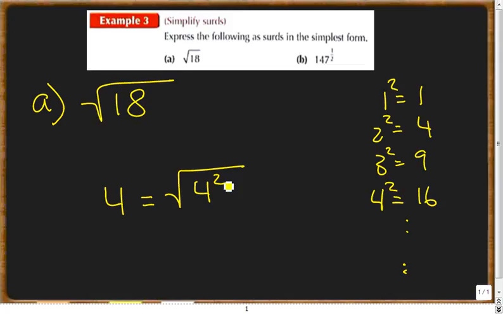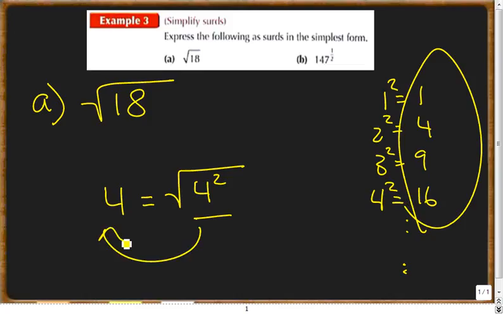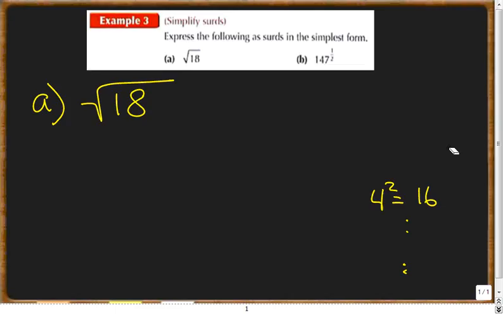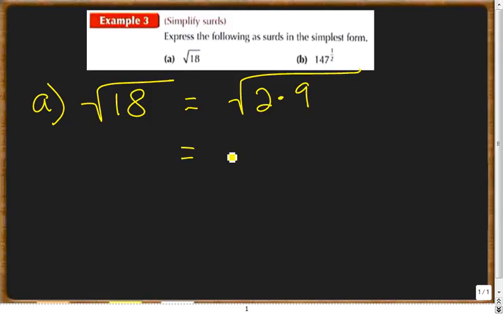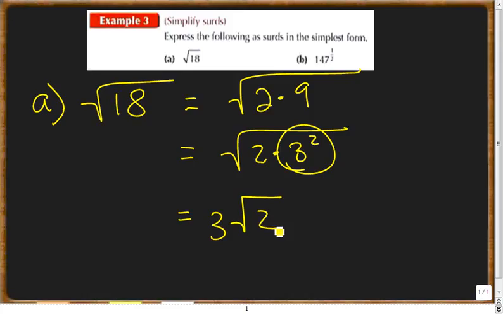So if we can find a square, one of these numbers, we can remove it and take it to the outside, and it would not be a square anymore. So here, I can notice that this is the same thing as 2 times 9, which is the same thing as 2 times 3 squared. We can take the 3 out and get 3 times the square root of 2. So that would be a way to reduce this as much as possible.